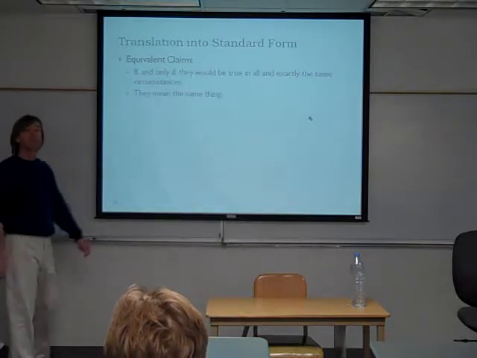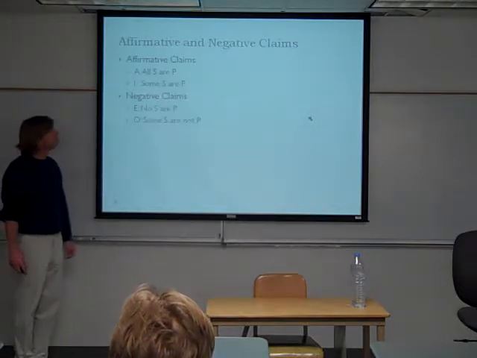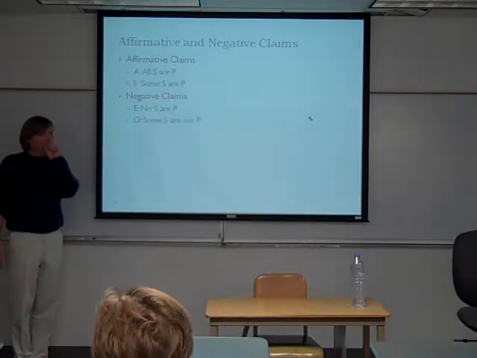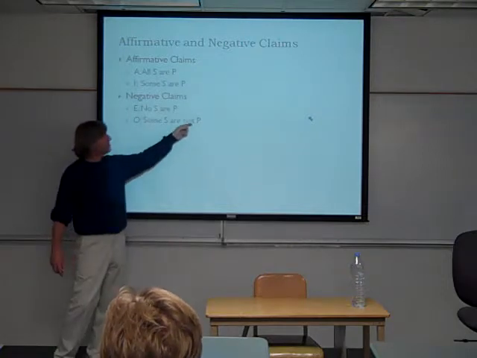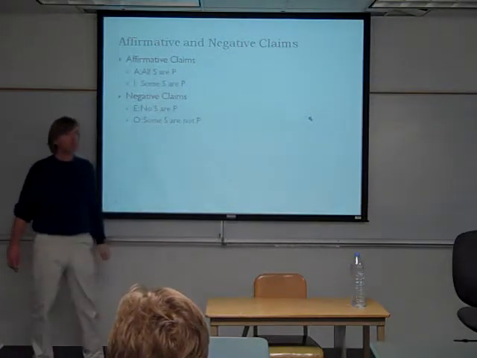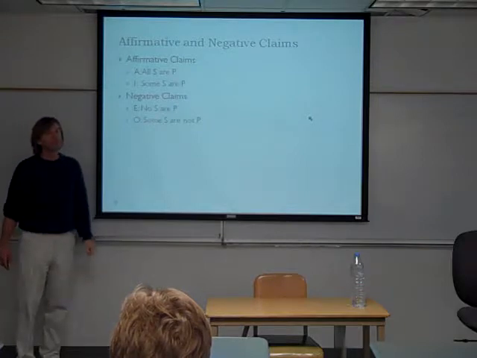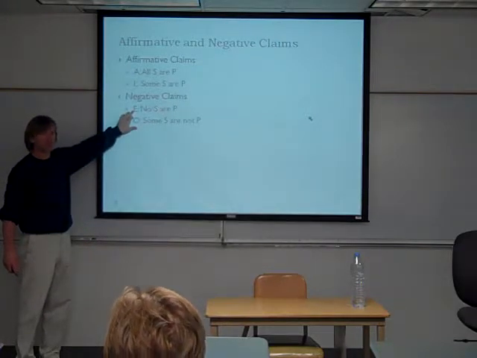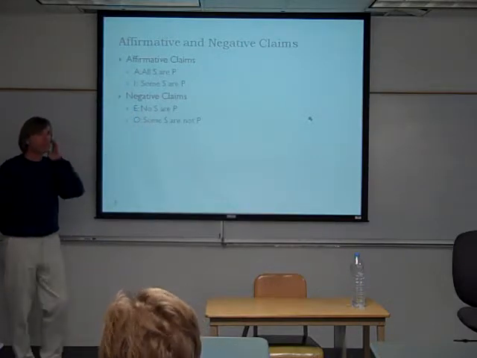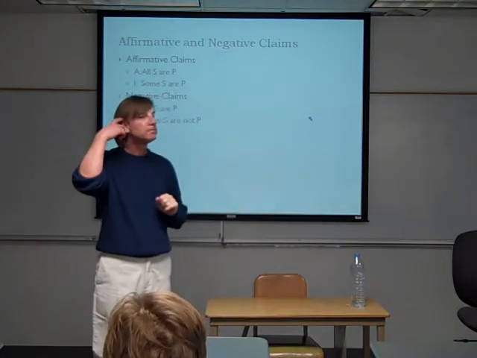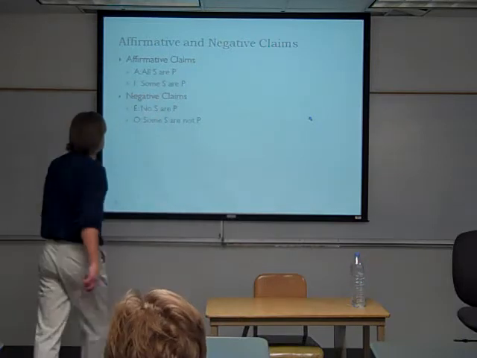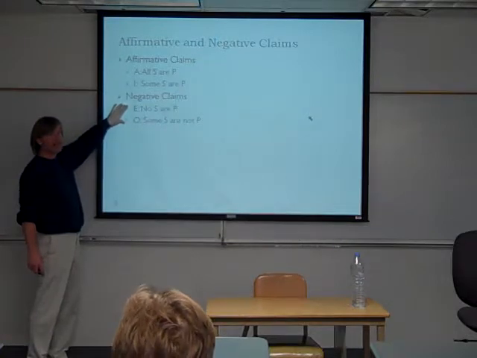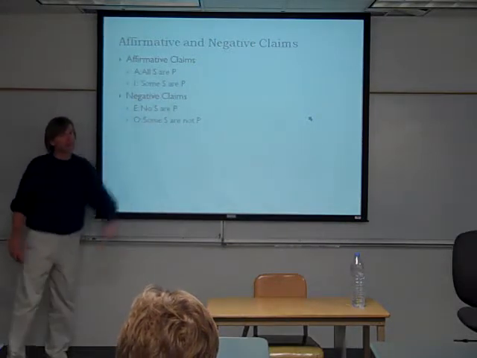Come again. What's that? The last one you said was, or some, okay. So E is a negative and O is a column. Yeah, you're right. Here's the negative part of that one. But E is a negative term. E, no S and P are negative terms. Then O is what? Some S are not P. So these are both negative claims. Oh, okay. These are positive claims.